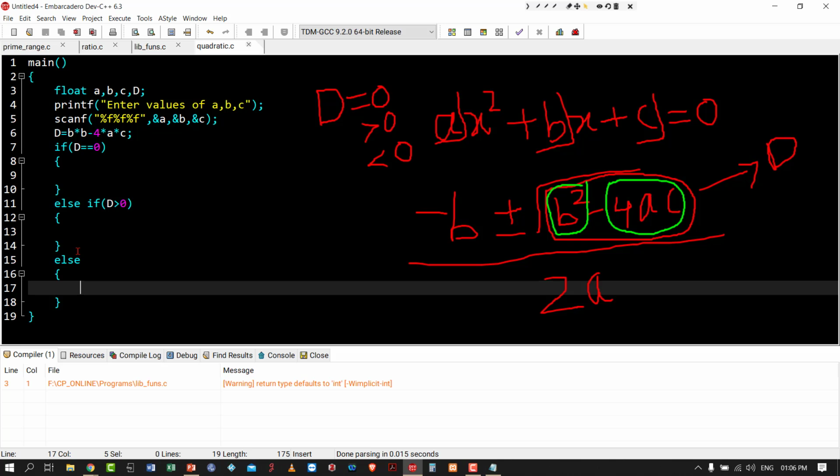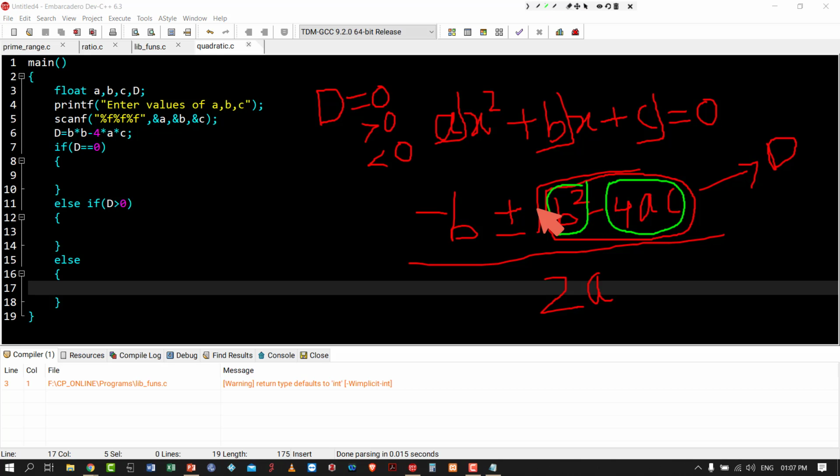Saket Kumar, when D equals 0, what is the solution? Real and equal roots. Okay, real and equal. It is fine.